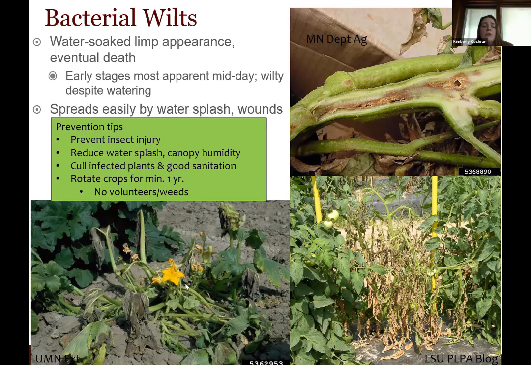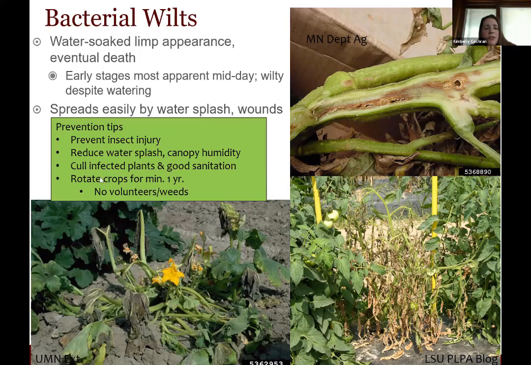Bacteria in general can often spread easily by water splash and through wounds. So we focus on preventing insect injury, which creates a lot of little entry points where bacteria can get in. Bacteria also get in through natural openings, so even in the absence of injury, they can get in through stomata and hydathodes and things like that. Reduce your water splash, especially from plant to plant, and try to prune things out so it's thinner, particularly when you have a lot of closely planted tomatoes. That will help reduce your canopy humidity and reduce the favorability for the pathogen in that environment.